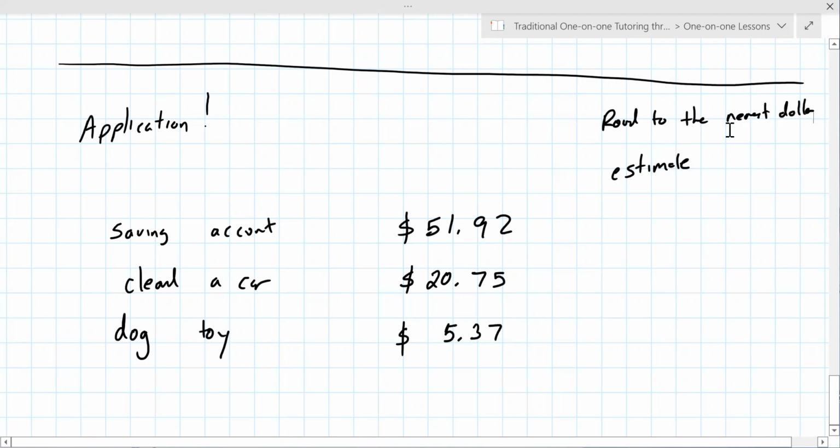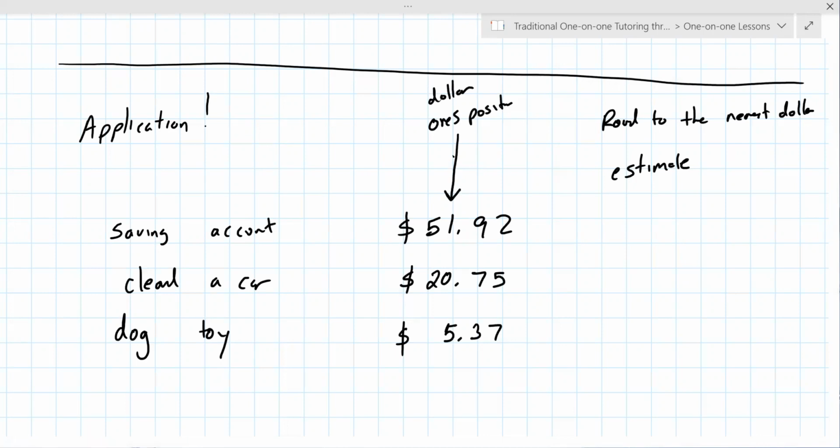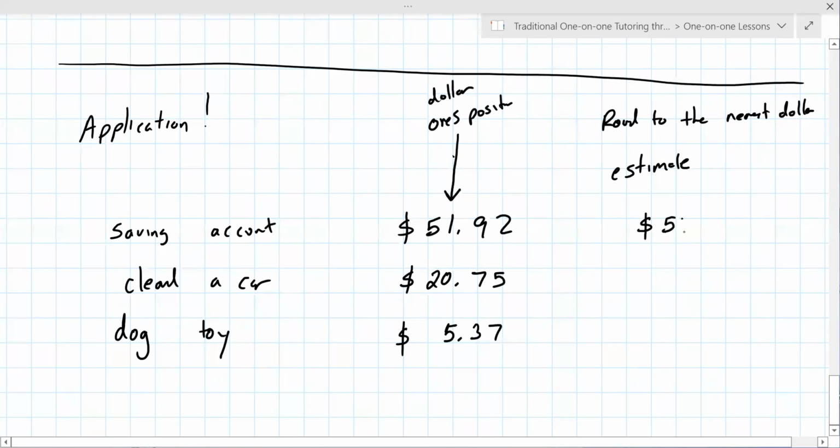So when you look at this first number, 51.92, what does that round to when you round to the nearest dollar? Here's the dollar right there. The dollar is the ones position. Oh yeah, that's the dollar. So what does that round to? Look at that 9 and tell me what that rounds to. Up. So what does that 1 go to? It's rounding up. You just told me it rounds up. So this rounds to $52. Do you see how the 1 has to go up to 2 because of the 9?